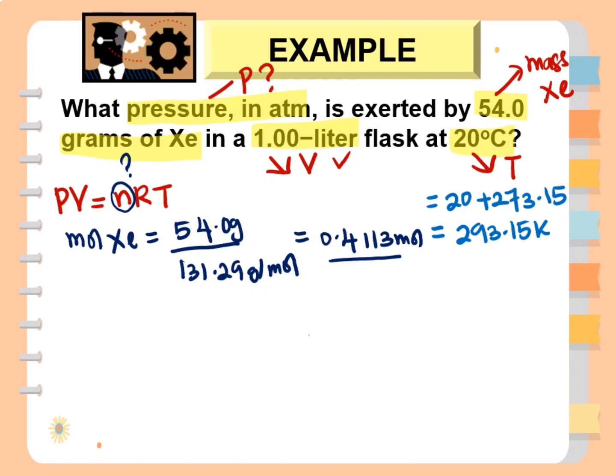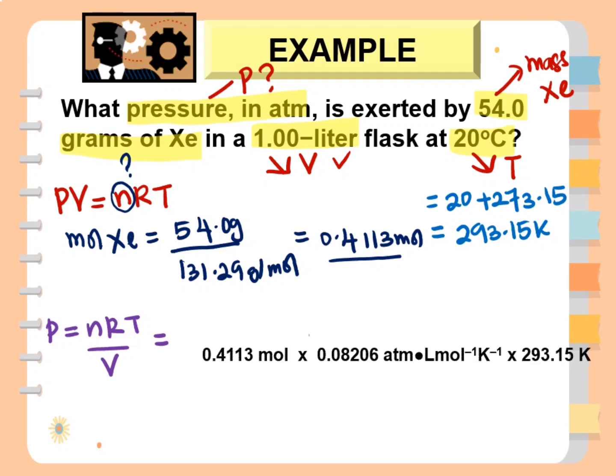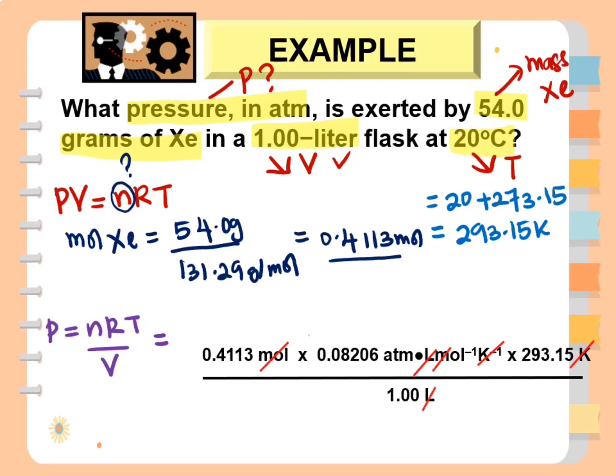And then how to calculate the pressure? So if you rearrange this formula, P equal to nRT over V, and then you substitute all the value here. Masukkan nilai. So awak kena cancel out unit dia kan. Unit yang sama tu kita cancel out kan. Okay, kemudian awak akan dapat nilai pressure dia adalah 9.89 atm. So ini adalah final answer.